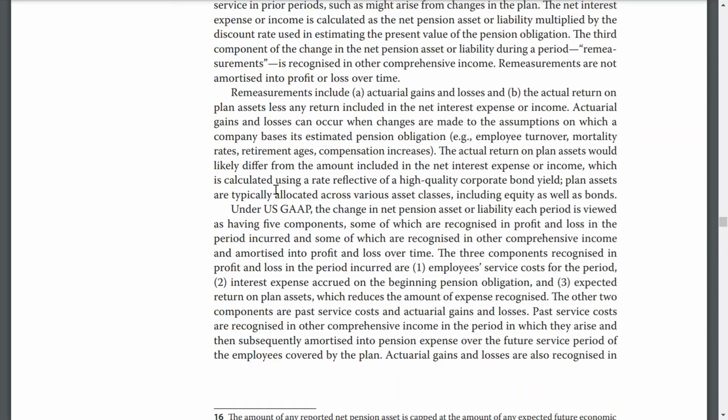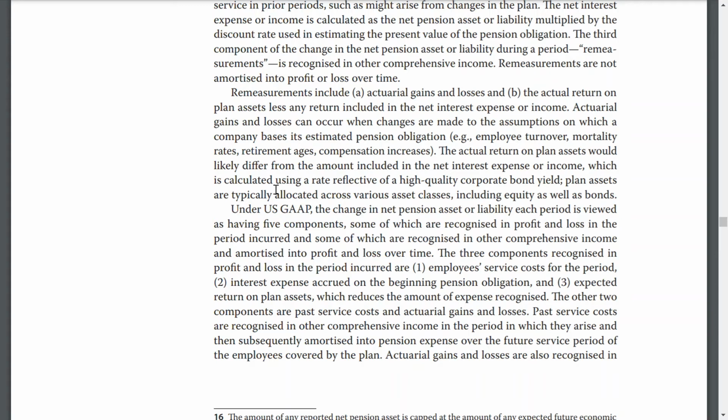Plan assets are typically allocated across various asset classes, including equity as well as bonds. Under US GAAP, the change in the net pension asset or liability each period is viewed as having five components, some of which are recognized in profit and loss in the period incurred, and some of which are recognized in other comprehensive income and amortized into profit and loss over time.